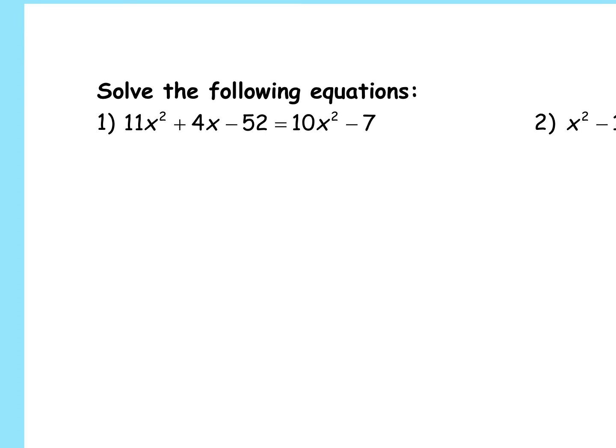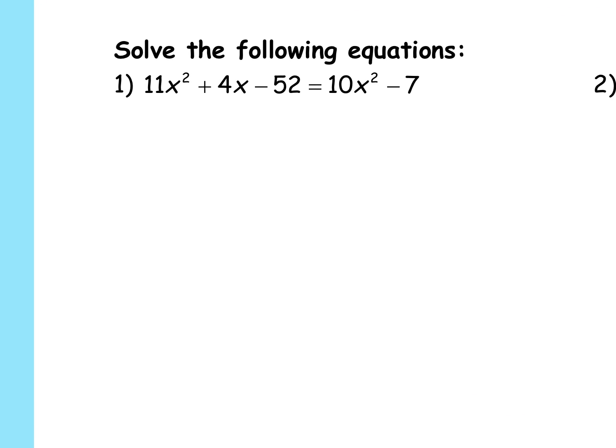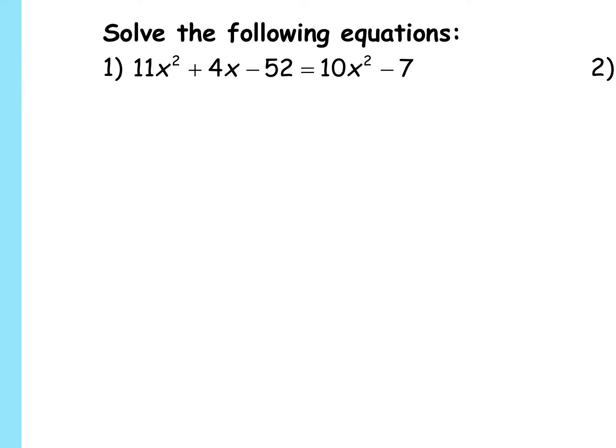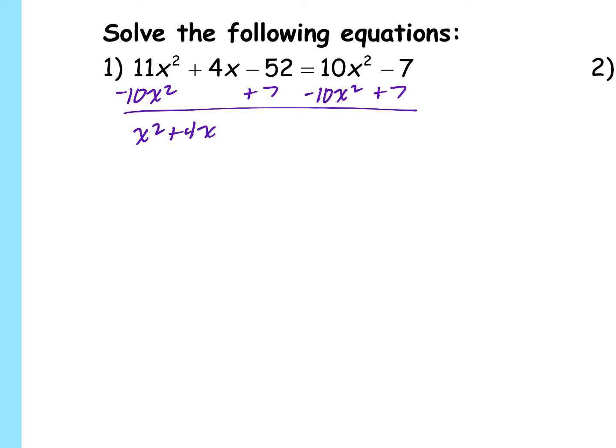Beautiful. I'm trying to get it so everyone can see. There we go. So I want to get everything on the same side of the equal sign. So I'm going to subtract 10x squared and add 7. Then I get x squared plus 4x minus 45 equals 0. Now, technically, I could factor that, but we're not trying to learn how to factor today. We already know how to do that. We're going to use the quadratic formula.